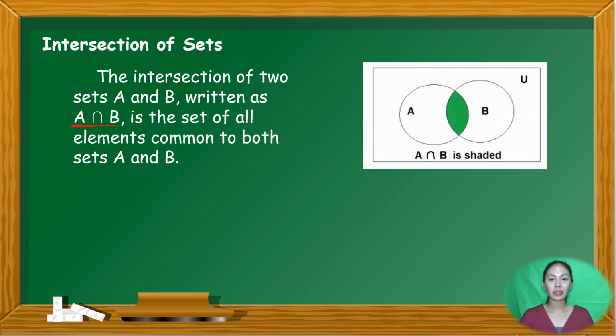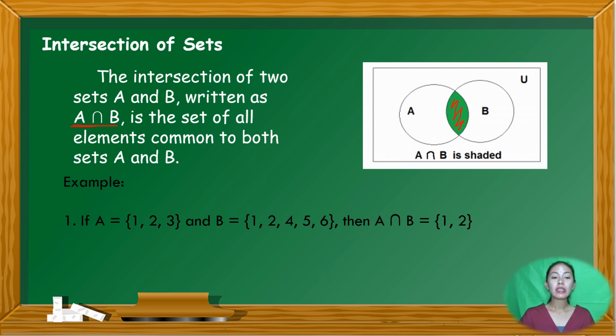Okay, I already discussed this one earlier, no? So, in this Venn diagram, the intersection is the shaded part. So, only the common of A and B. So, since kana nga part ang common, that is the intersection. Okay, let's have these examples.